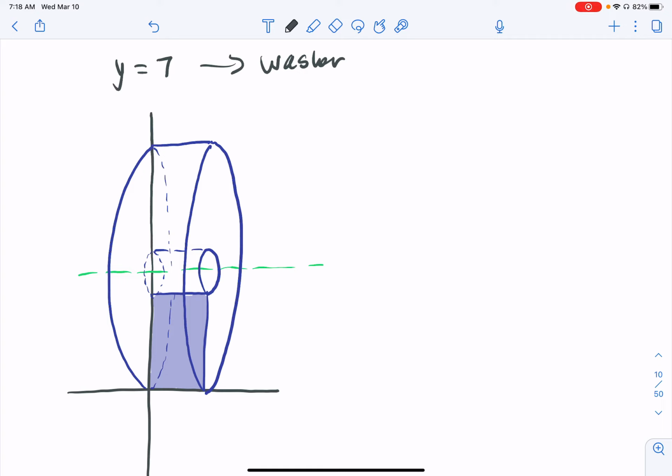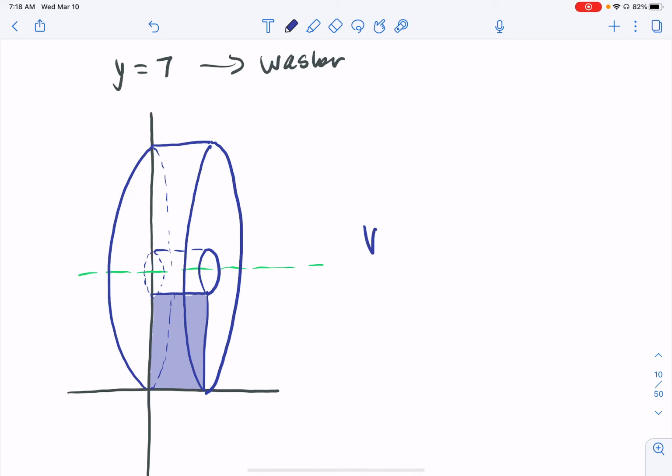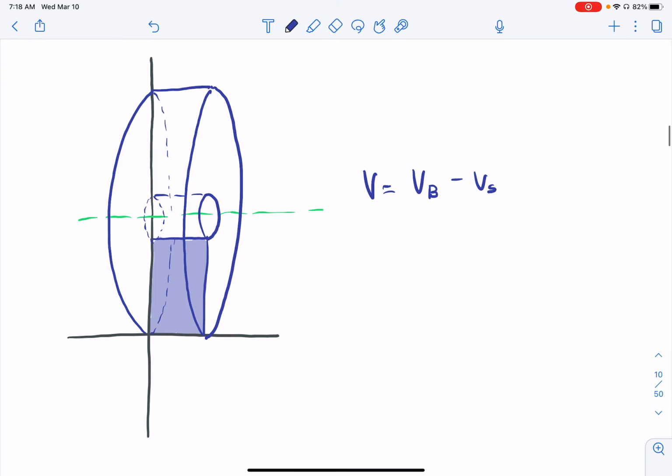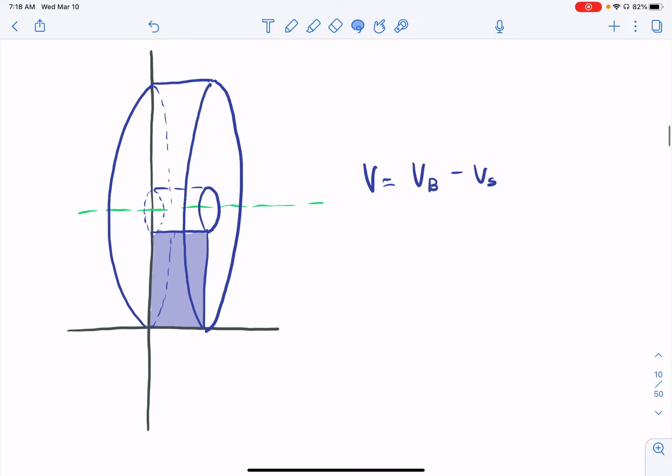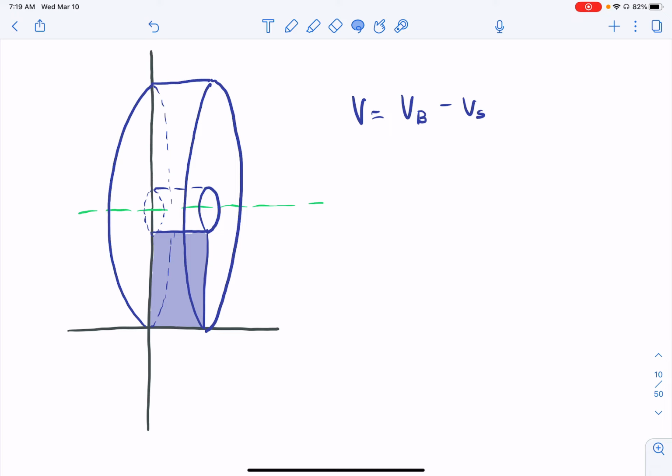Well, it's basically a cylinder with a cylinder hole in it, so we can do it by subtraction. We would do volume is equal to the volume of the, let's say, the big cylinder minus the volume of the small cylinder, sort of like that, right? So I need a radius and a height for each one of these little cylinders. Let's draw this in here. Let's start with the big one.